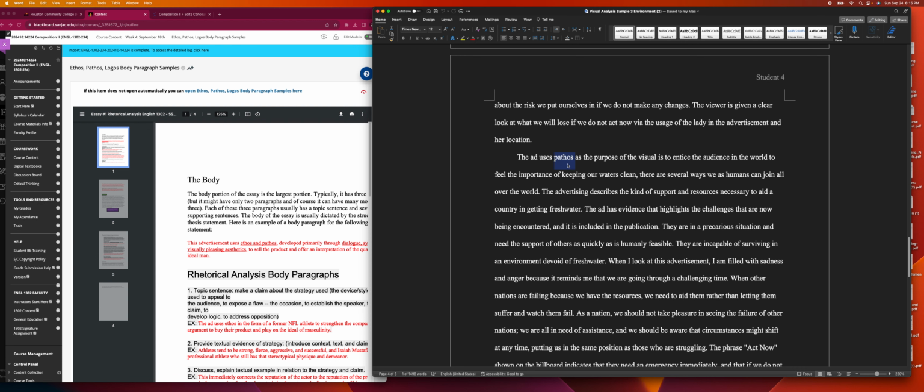He says the ad uses pathos as the purpose of the visual is to entice the audience in the world to feel the importance of keeping our waters clean.